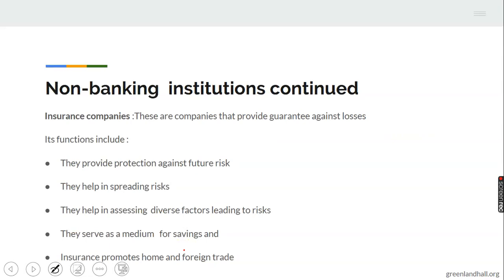Insurance companies. These are companies that provide guarantee against losses. In other words, insurance companies help to protect individuals and organizations against likely risks that may happen in the nearest future. Its functions include: 1. They provide protection against future risk. That is, they help to cover individuals and organizations against likely risks that may happen in the nearest future.